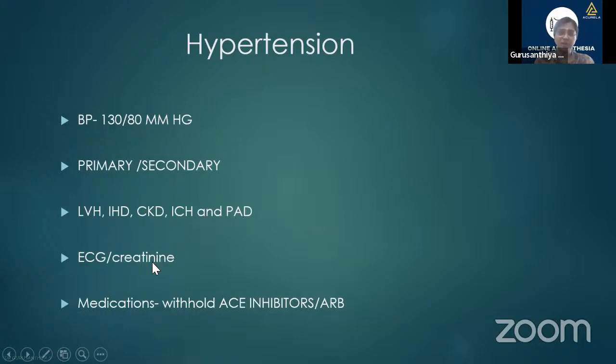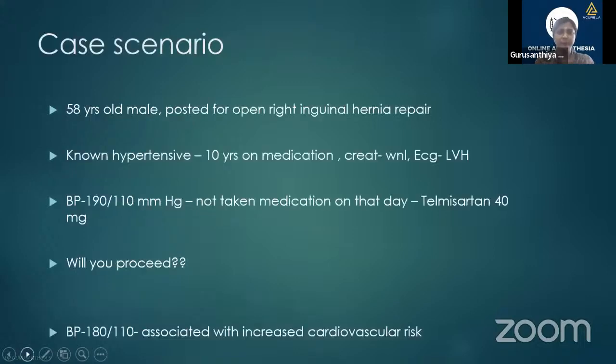In preoperative evaluation, it is imperative to look at the ECG to see for any left ventricular hypertrophy and creatinine to know the end organ damage. In case of medications, you withhold ACE inhibitors and ARBs and continue all other antihypertensive agents in the perioperative period.